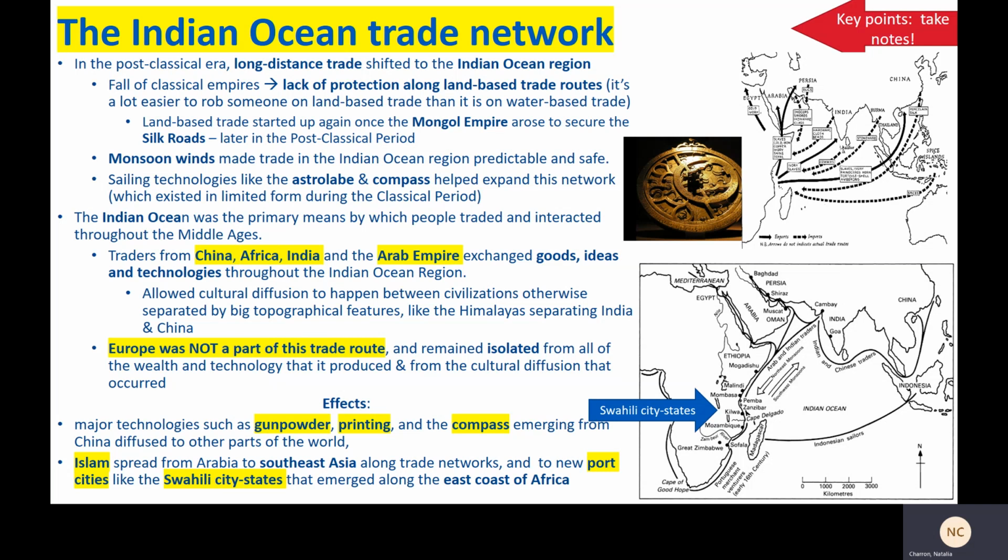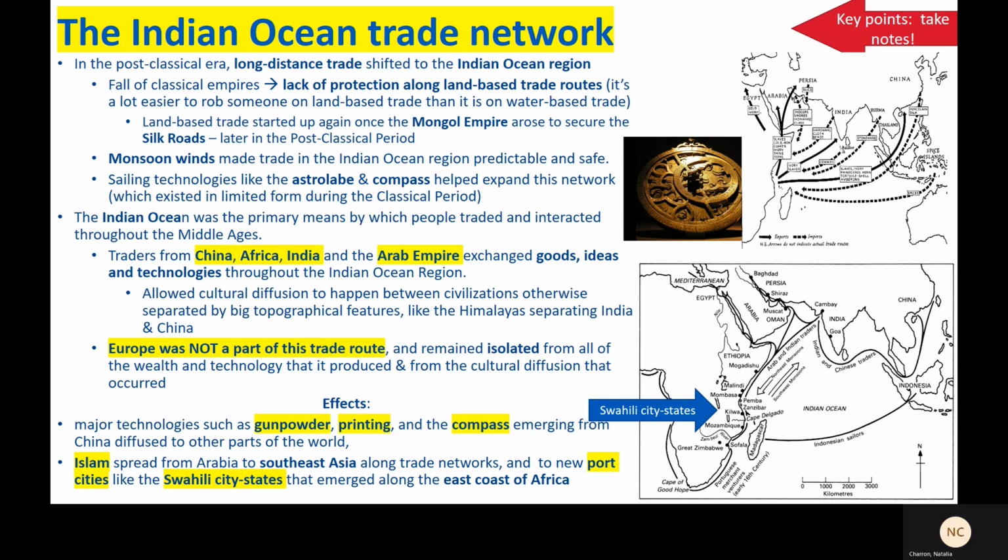It existed in a limited form during the classical period, but in the post-classical period, it really gets going. The Indian Ocean was the primary means by which people traded and interacted throughout the Middle Ages, aka the post-classical period. Traders from China, Africa, India, and the Arab Empire exchanged ideas and technologies throughout the Indian Ocean region. This allowed cultural diffusion to happen between civilizations that were otherwise separated by big topographical features, kind of like how the Himalayas separate India and China, or how oceans separate Southeast Asia from the continent.